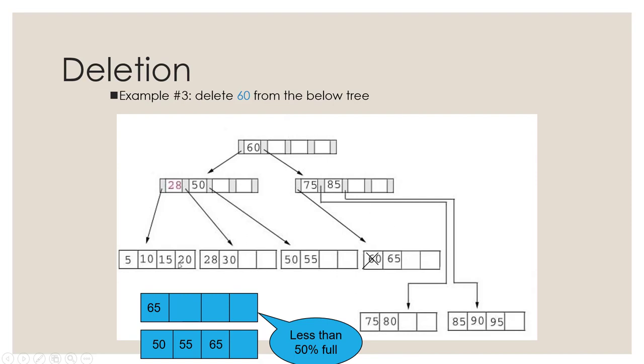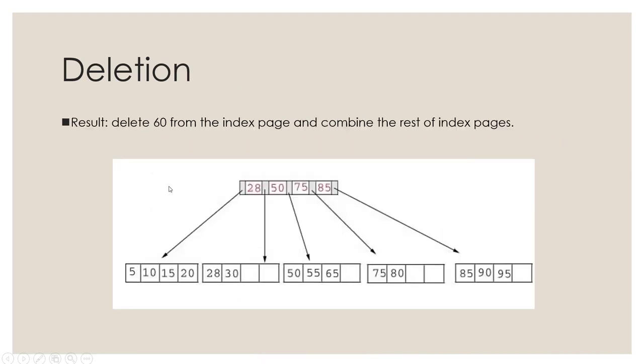So now we went from having 6 leaf nodes to now 5. Okay, so whenever you lose a node, you also need to lose an index value. And in our case, it's going to be 60, right? Because we had 60 as our index value. And then the root node will have these 4 index values.